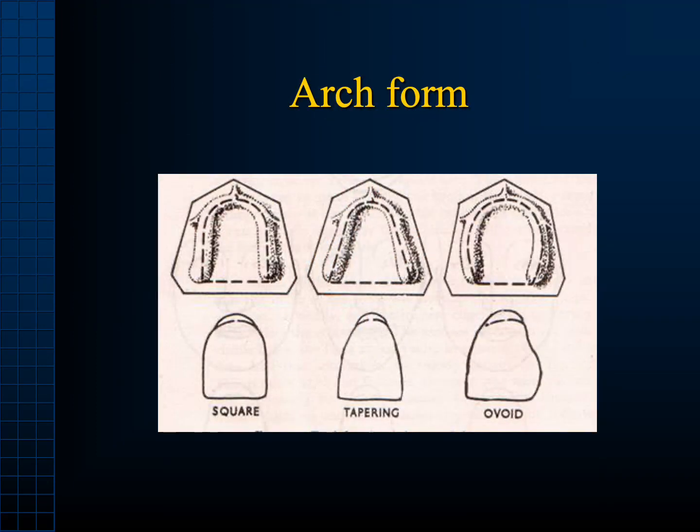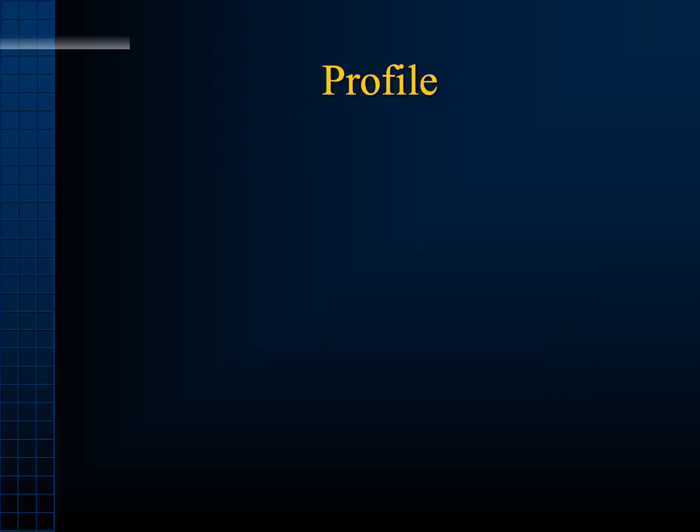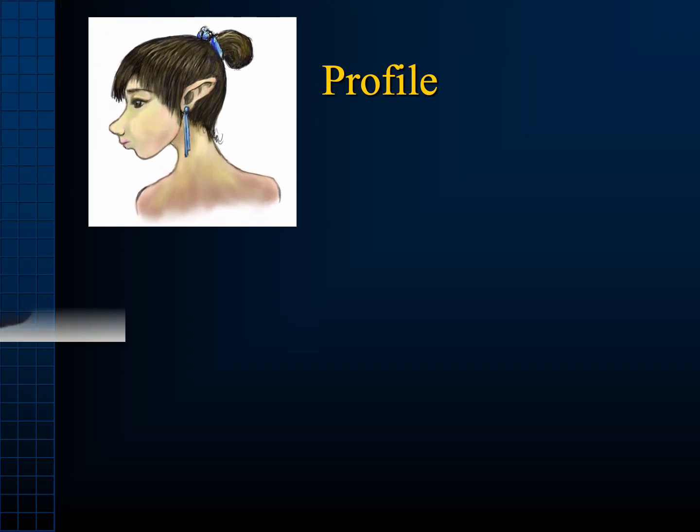The shape can also be determined with the shape of the arch form. If it is a U-shaped arch form, we select square-shaped teeth. If it is a V-shaped arch form, we select teeth in the form of a tapering. And then if the arch form is ovoid, we try to select an ovoid shape of artificial anterior teeth. Then we move on to the profile of the anterior teeth.